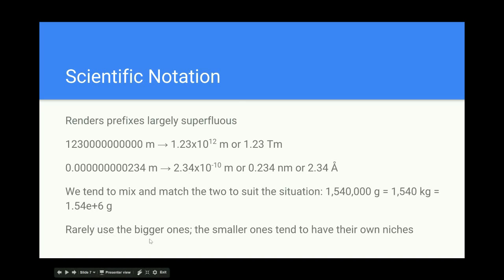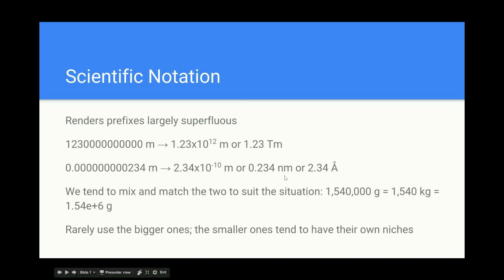The bigger ones, we don't tend to use all that often. We either come up with special units like light years or tons, or we just use this sort of notation here. The smaller ones, we often just go ahead and use the scientific notation, but in some special cases like centimeters or nanometers or microns, micrometers, micron is another name for a micrometer, they tend to have their own special sort of usage in various niche fields.